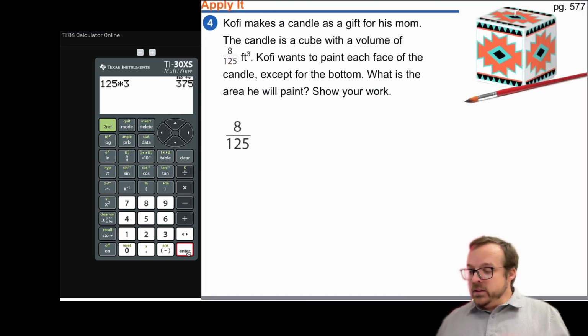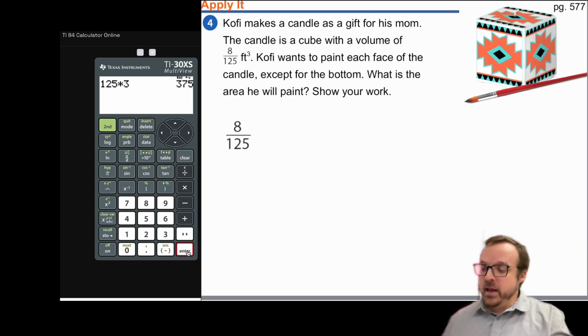All right, let's see here on page 577. Kofi makes a candle as a gift for his mom. The candle is a cube with a volume of 8 over 125 feet cubed. Kofi wants to paint each face on the candle except the bottom. Ooh, that's probably going to be a little tricky. Let's talk about it. What is the area he will paint?